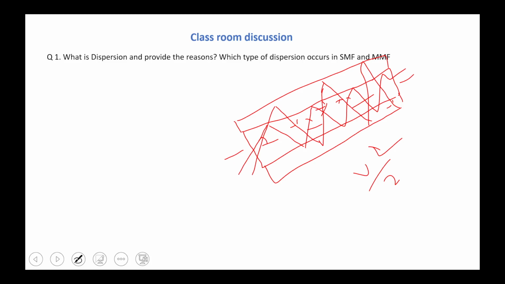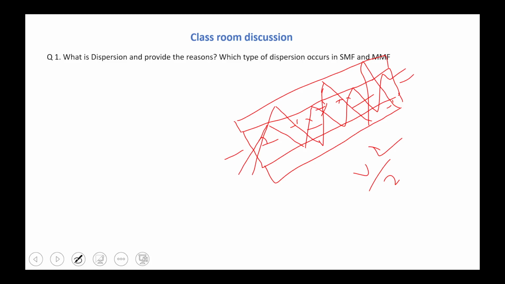And how can we minimize the intramodal and intermodal dispersion? If we replace the LED with a laser source, which is highly coherent, then it will be minimized. Okay, in that case we can minimize intramodal.